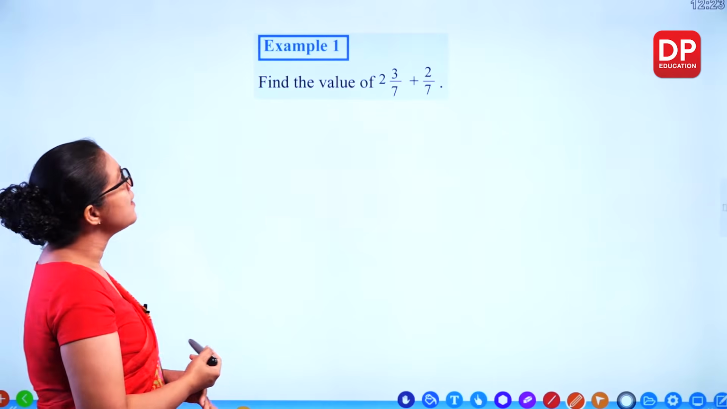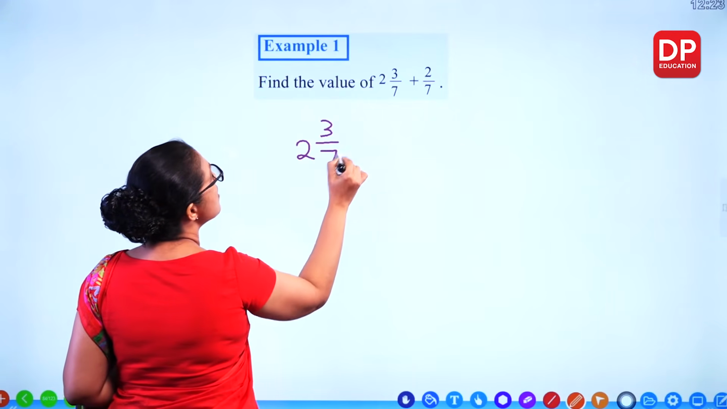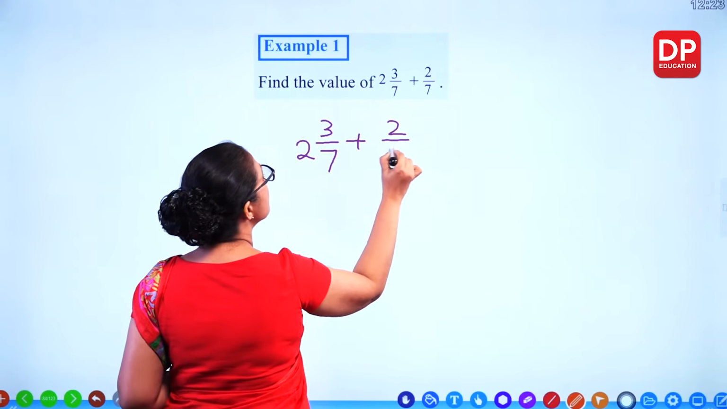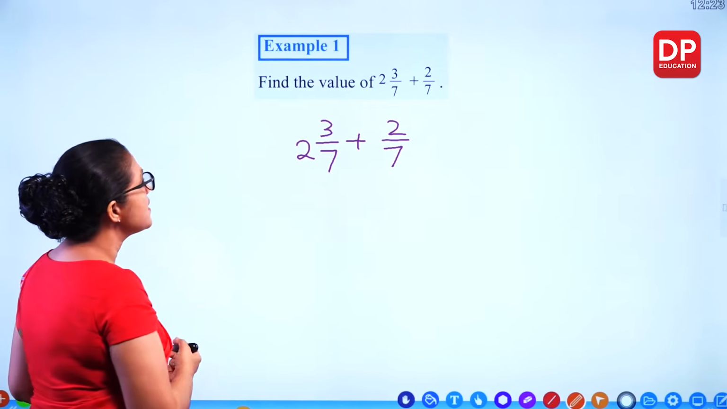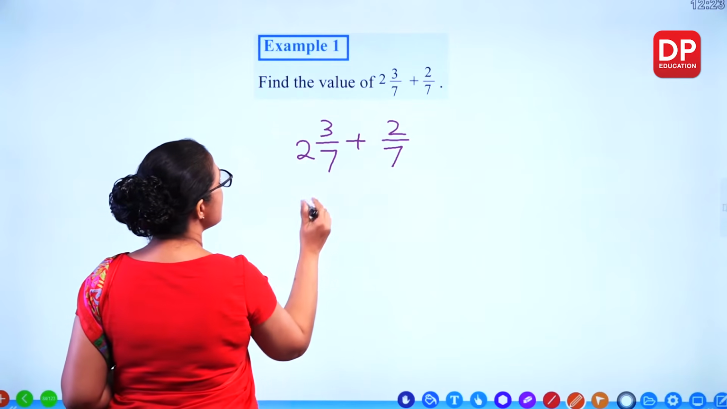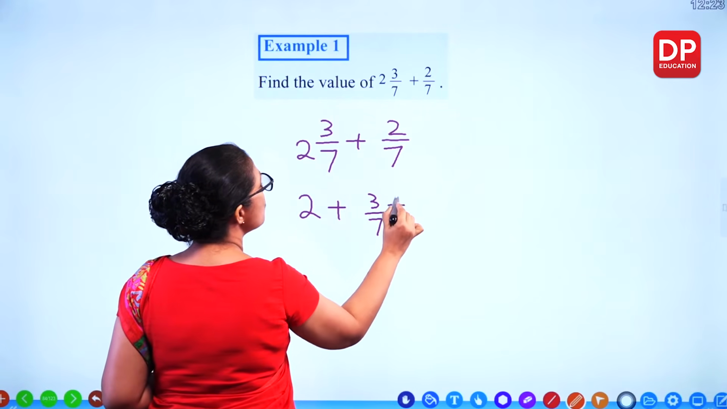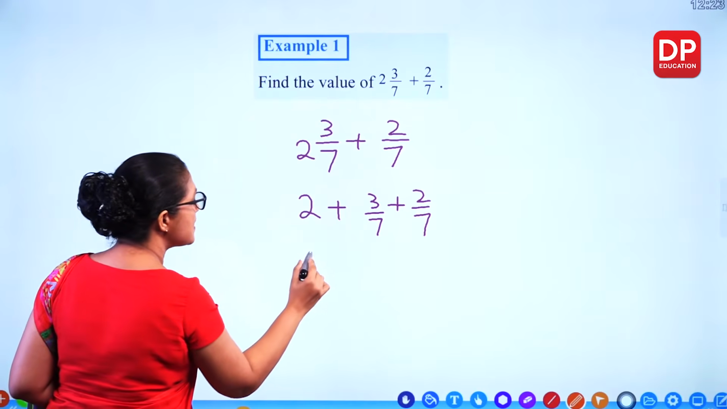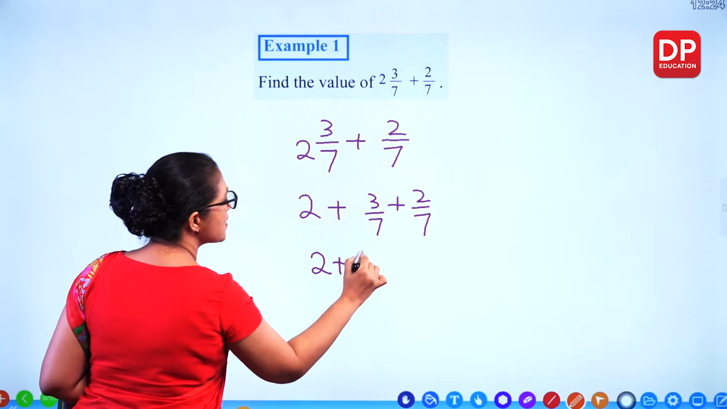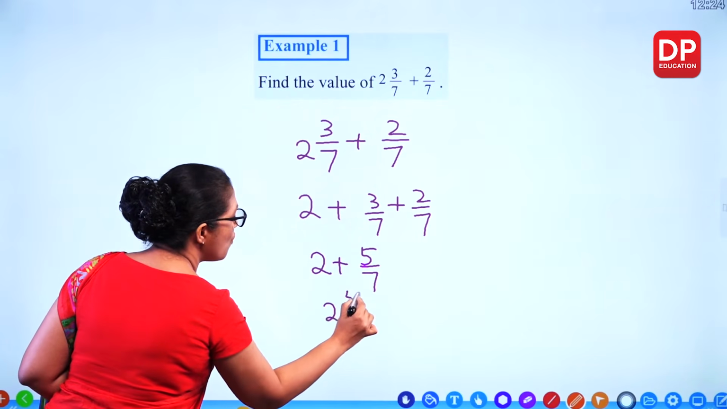Example number 1. Find the value of 2 3/7 plus 2/7. So you can add the whole numbers separately. 2 and 0, you get 2. Now 3 sevens and 2 sevens you can straight away add because the denominator is the same. So 2 plus 5 over 7 you can write as 2 5/7.